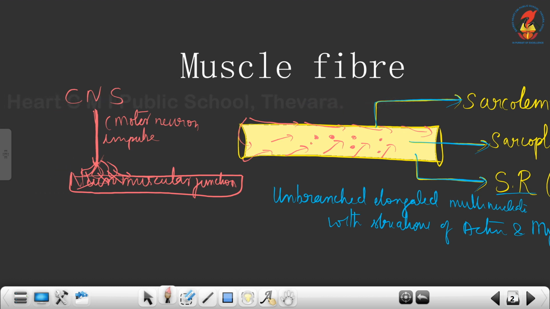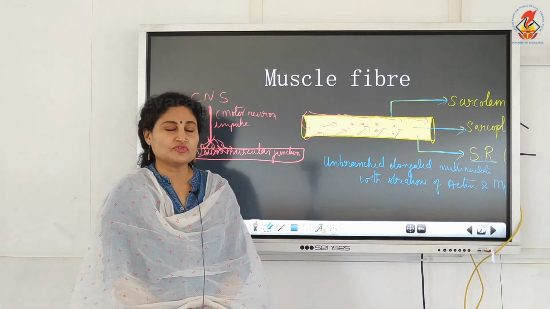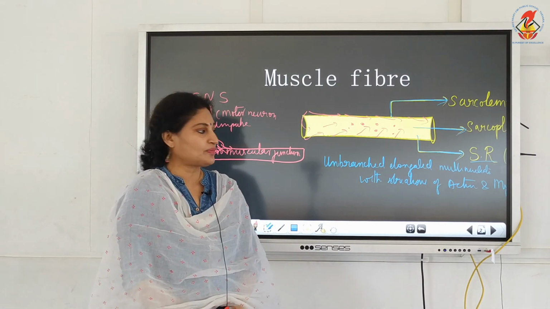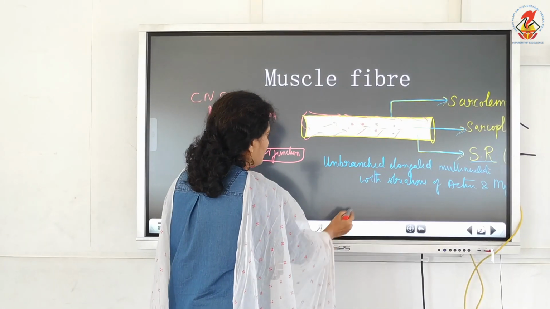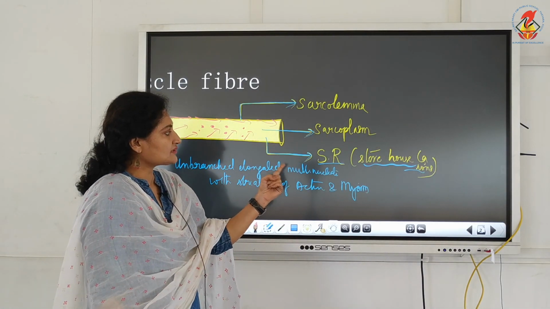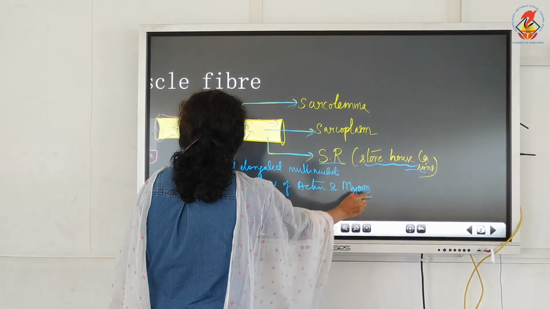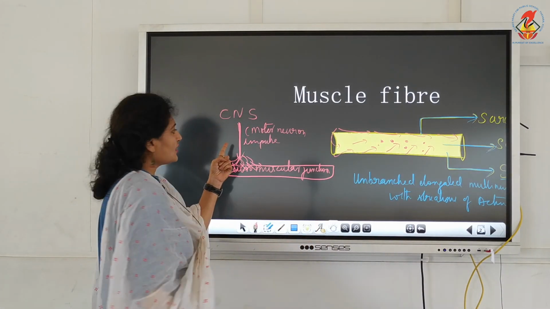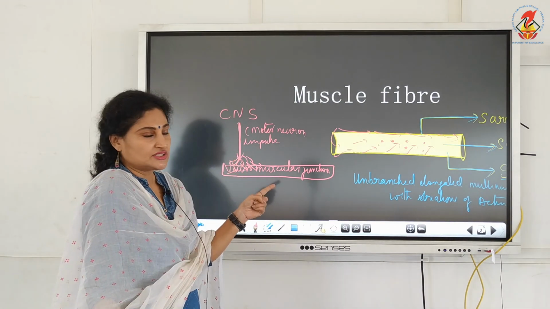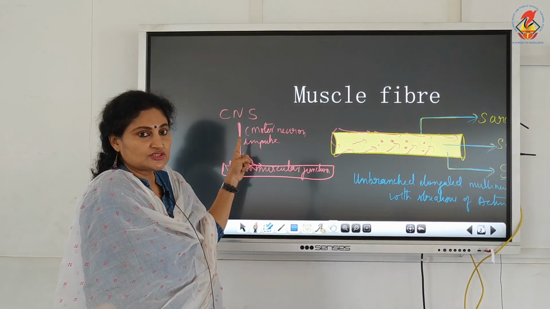I hope you have understood the sliding filament theory, but before starting off with it, it is mandatory to explain the structure of a single muscle fiber in context to sarcolemma, sarcoplasm and sarcoplasmic reticulum. Next, it is mandatory to mention how an impulse is initiated or propagated to the muscle fiber, that is from the CNS through a motor neuron.